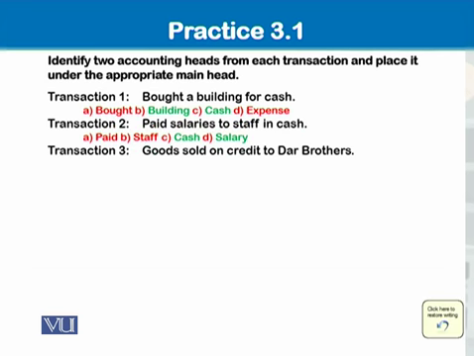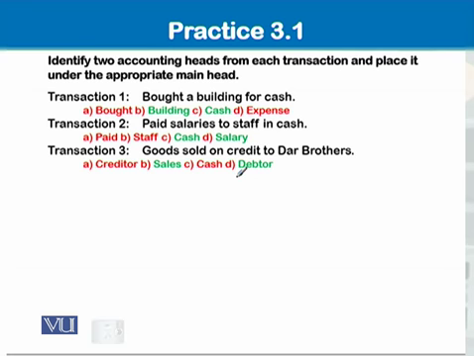Well, goods sold on credit to Dar Brothers. So in this transaction, what we see that when we are selling goods, sales would be an accounting head. And whom we are selling to, Dar, on credit. Remember, this is a credit transaction, and credit transaction creates debtor or creditor. So the second accounting head involved in this transaction is debtor.